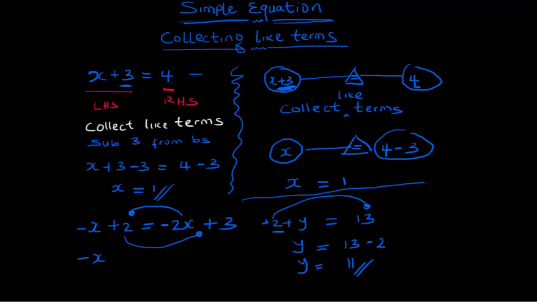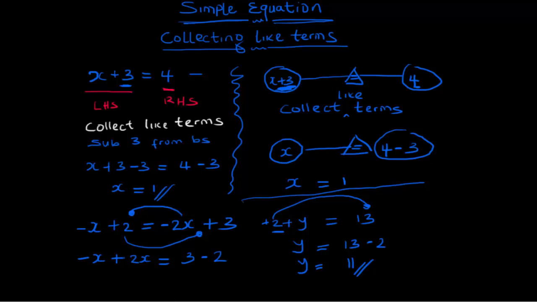Now 2x is traveling. What's the sign of 2x? Minus. When it crosses the equals sign, it becomes what? Plus 2x. What was on this side of the seesaw? We have 3. Now remember, if I don't put any sign, it's still plus. And 2 is coming to this side. What's the sign of 2? Plus. When it crosses the equals sign, it becomes minus. So I have 3 minus 2.